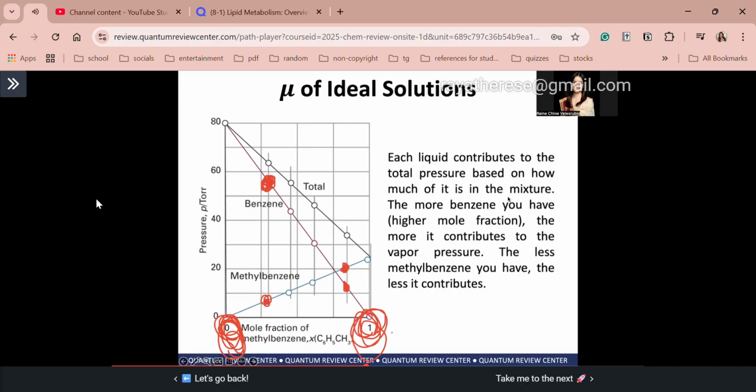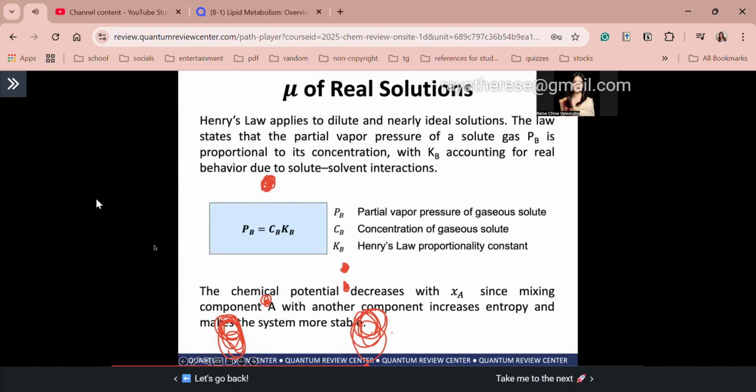More benzene vapor pressure. Okay? Ayun lang. So, now guys, let's look at the chemical potential of real solutions. So, syempre, kung meron tayong ideal solutions, meron tayong real solutions, di ba? Okay. So, bakit iba yan? Non-ideal solutions guys, okay? Their components, they will differ in structure.